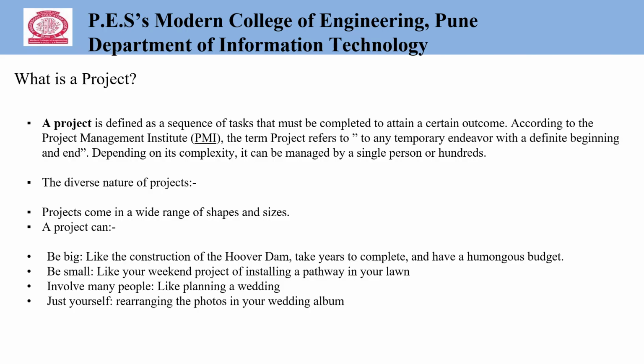Now we see one by one. So what is big? Big is like the construction of the Hoover Dam, which takes years to complete and has a humongous budget. It involves many people and large budgets. Now second one, small. It's like your weekend project of installing a pathway in your lawn. Now third one, involving many people, like planning a wedding. Now last one, just yourself. That means rearranging the photos in your wedding album. Okay, so this is all about projects.